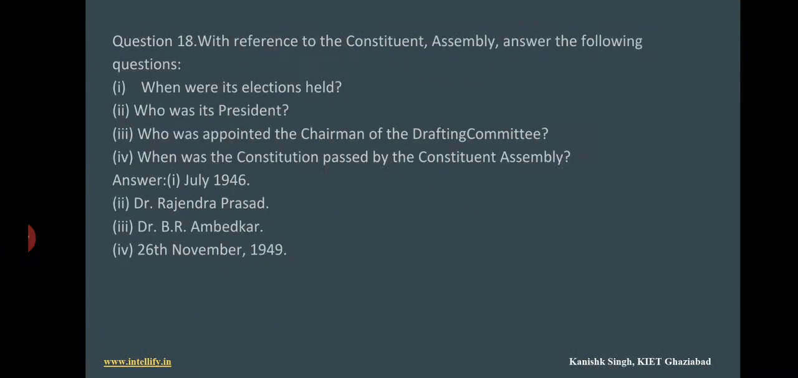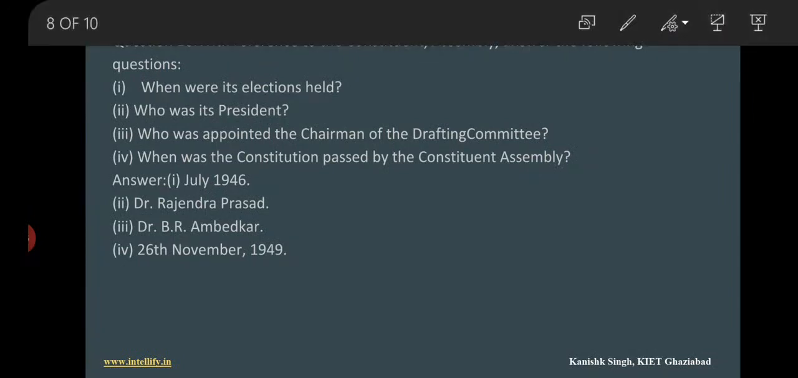Question number 18. With reference to the Constituent Assembly, answer the following questions. First question. When were its elections held? I'm very sorry. So the answer is July 1946. Who was the president of Constituent Assembly? So he was Dr. Rajendra Prasad. We already know. Who was appointed the chairman of drafting committee? He was Dr. Bhimrao Ambedkar. I already told you. When was the Constitution passed by the Constituent Assembly? It was on 26th November 1949.